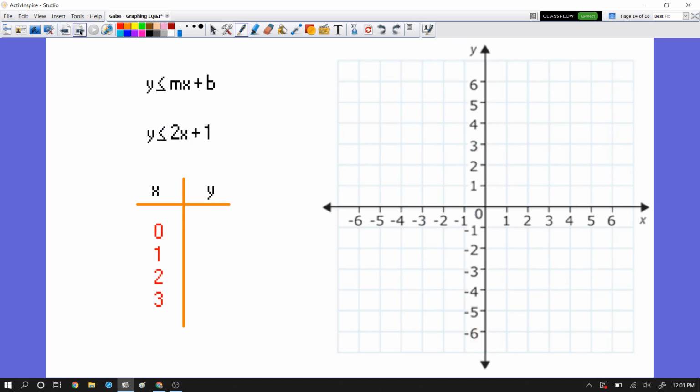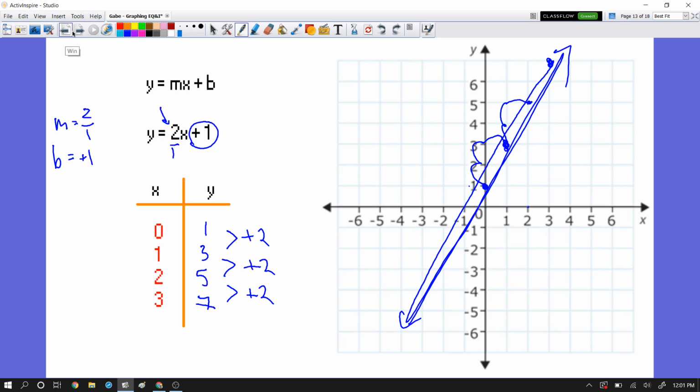Not that we're going to emphasize this very much right now, but what about when you have an inequality? All right, so I'm going to just go ahead and plot this line because we just did it. So this is the non-inequality. This is just an equation, 2x plus 1. That's what it looked like. Okay, now let's do an inequality of that.